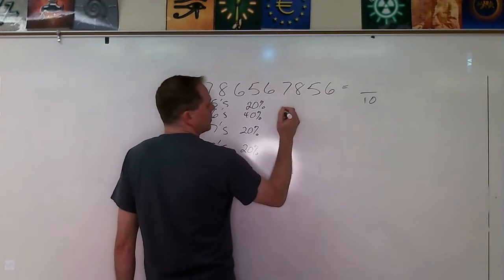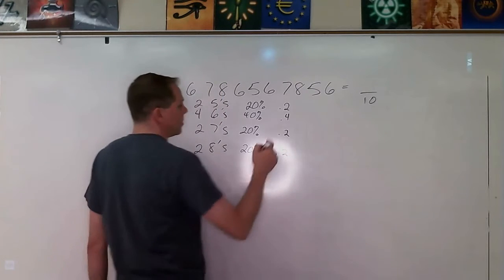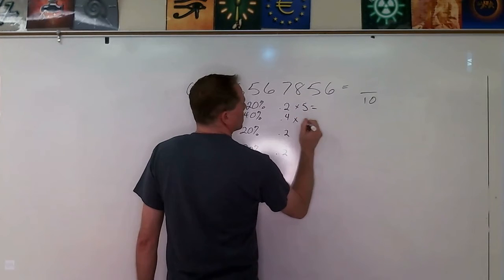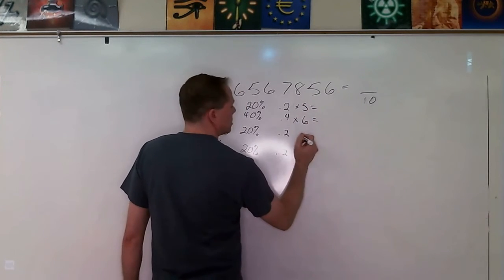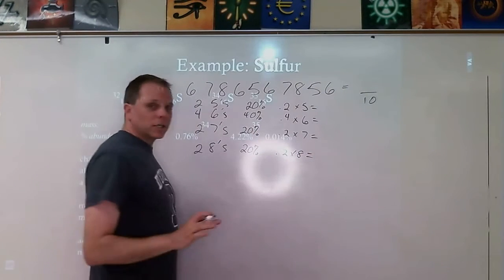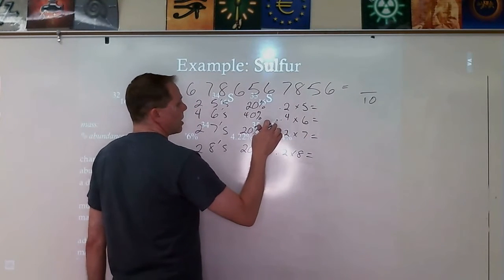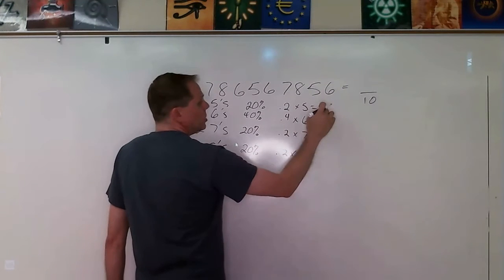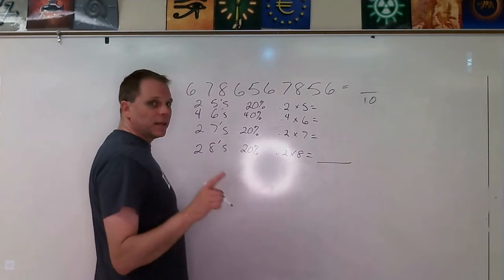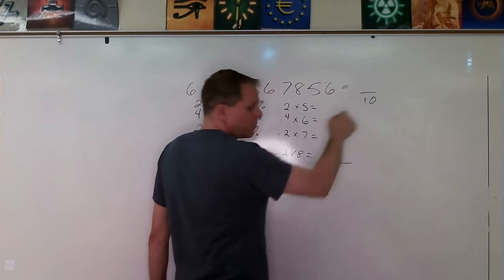So what's my relative abundance of each of these? 0.2, 0.4, 0.2, 0.2. Oh, okay, so let me figure this out. 0.2 times 5, 0.4 times 6, 0.2 times 7, 0.2 times 8. Now here's the cool thing. If you do this calculation and add all those numbers together, that's going to be the same answer as if you add all of these together and then divide by 10.